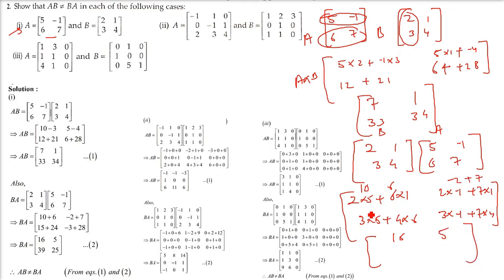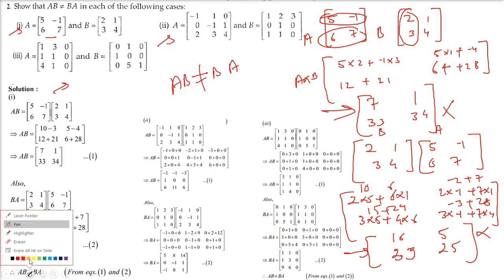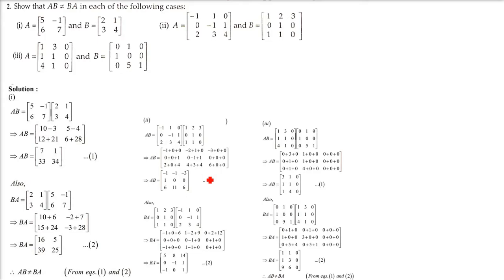Then 15 plus 20. 24. Sorry. It's going to be 39. Then we have negative 3 plus 7 4 is 28. 28 minus 3 is 25. So this is our final answer because AB is not equal to BA. So you have to do it for all the second and third also. Okay, let me clear it and let me show you what you have to do. Second and third, exactly same way you have to do it.